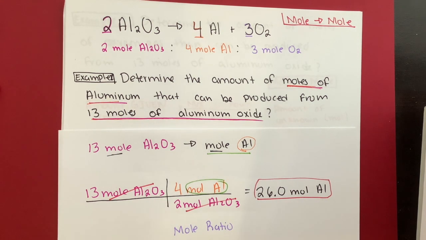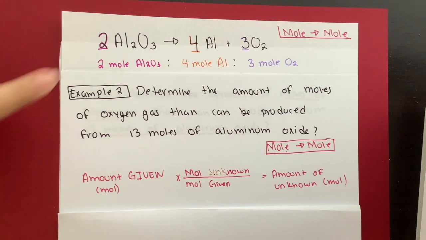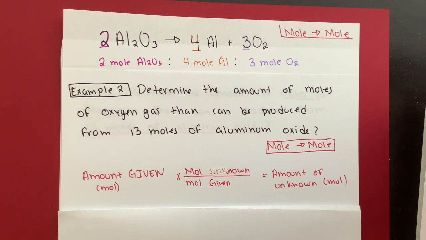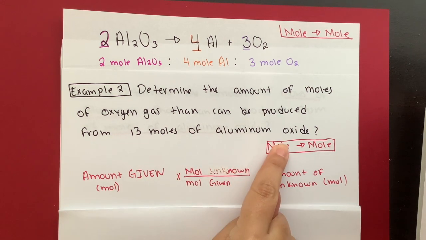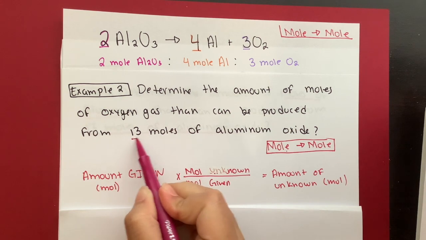I am done. Okay, so now using the same chemical equation from before, we're going to do another example that's a little bit different. So this one says, determine the amount of moles of oxygen gas that can be produced from 13 moles of aluminum oxide. So again, we have 13 moles of aluminum oxide. That is the given.